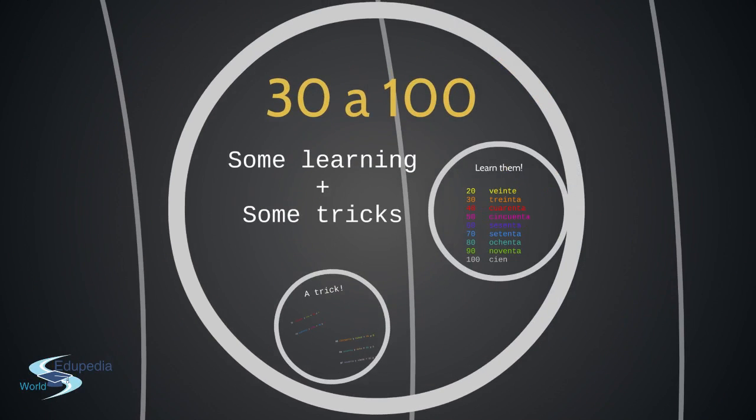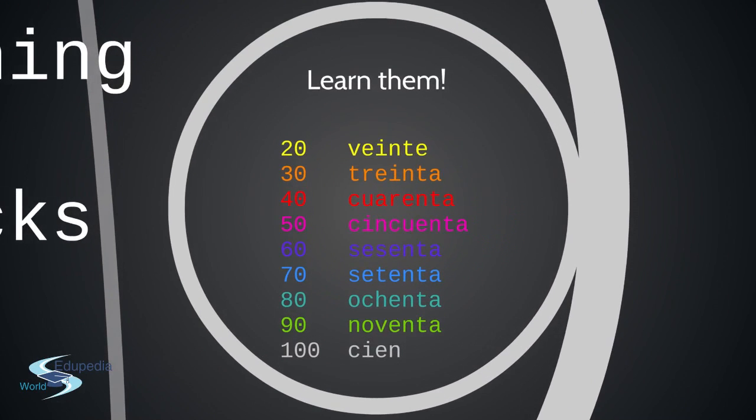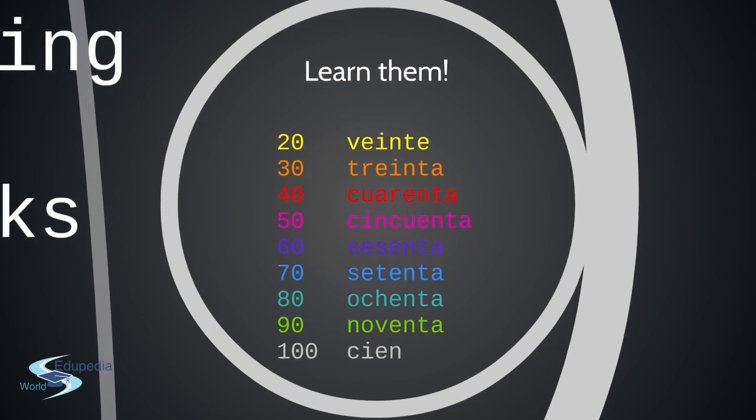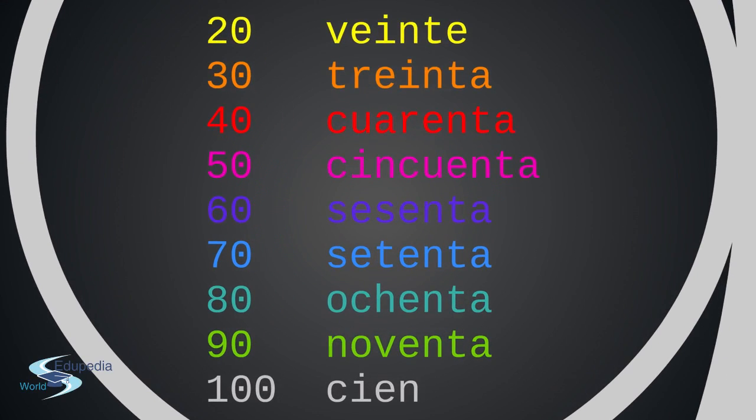There are a few more tricks to help you learn the numbers from 30 to 100. Part of these numbers, you will just need to learn them and memorize them. Then you can find some tricks to learn the others. For example, the numbers you have to learn and memorize are 20, 30, 40, 50, 60, 70, 80, 90, 100.